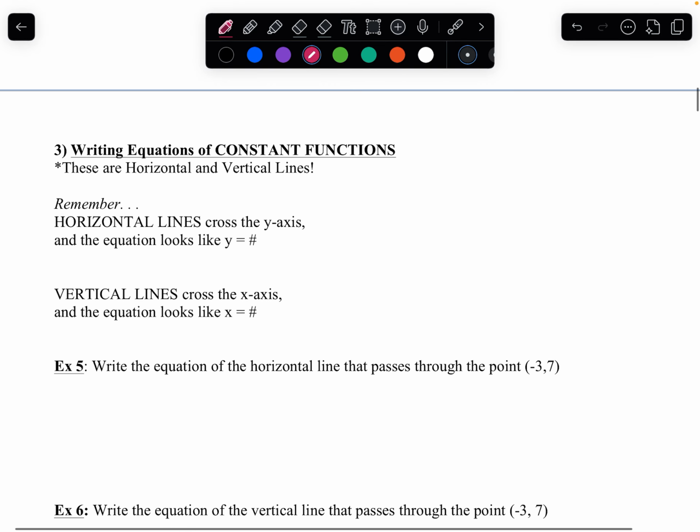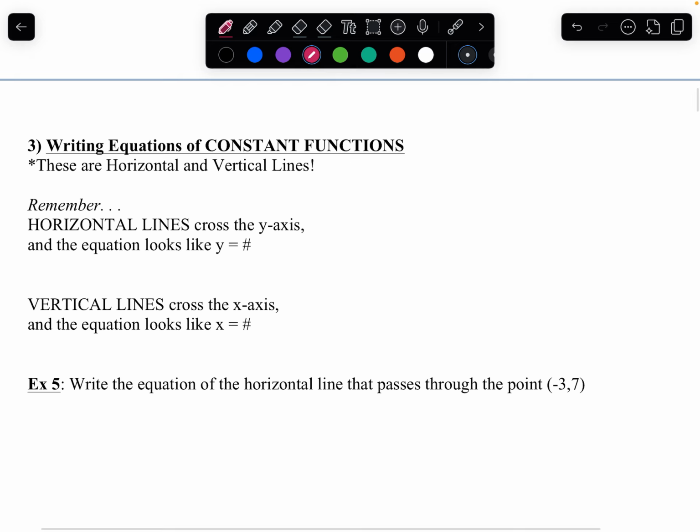Okay, so writing equations of constant functions. So these are our horizontal and our vertical lines. So horizontal lines cross the y-axis. So remember, that's our HOY. I've talked about it a lot. We're just going to write it down now on our notes.